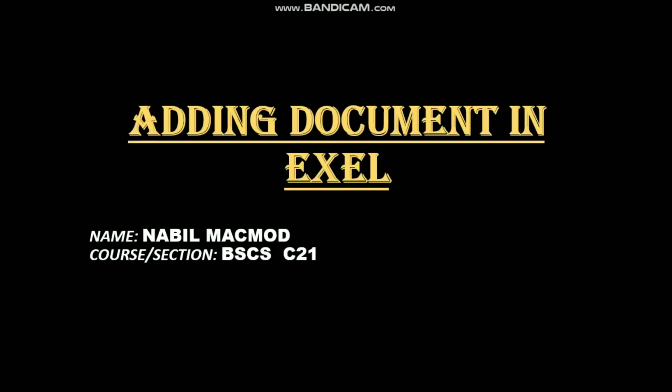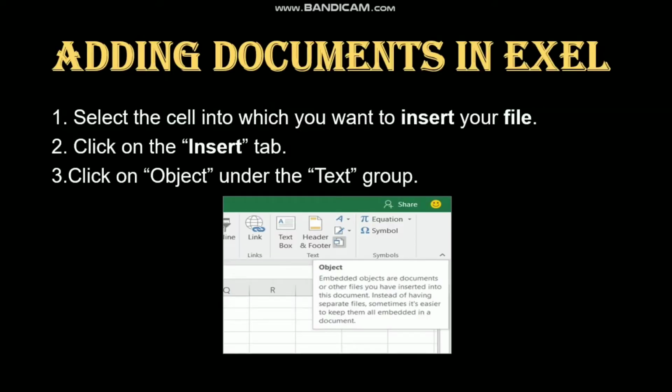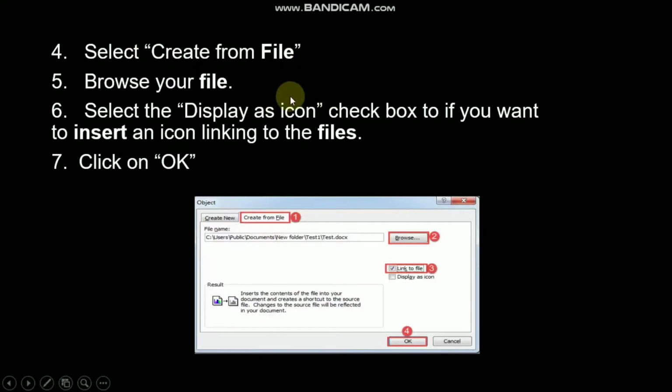Good day everyone. My name is Nabil Mahmoud. My topic in Microsoft Excel is how to add a document. So let's proceed. First step: select the cell into which you want to insert your file. Second step: click on the Insert tab. Third step: click on Object under the Text group. Fourth step: select Create from File.